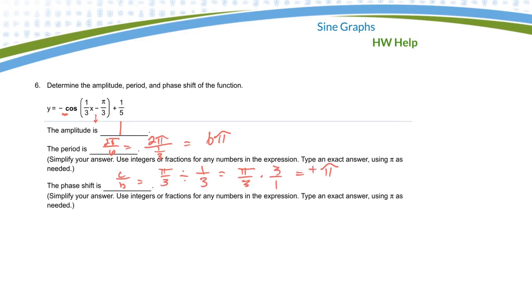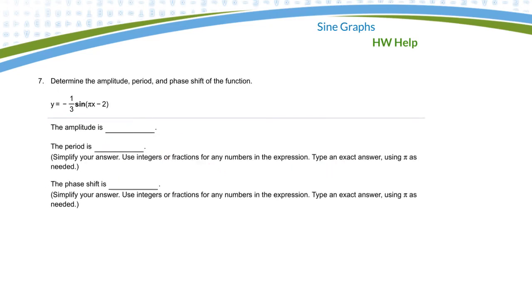They didn't say anything about a vertical translation. They didn't ask for that, but it would be 1/5. And it would be reflected on the x-axis. Same thing, amplitude, 1/3. Period, 2 pi over b, which is pi. Pi's cancel, period is just 2.